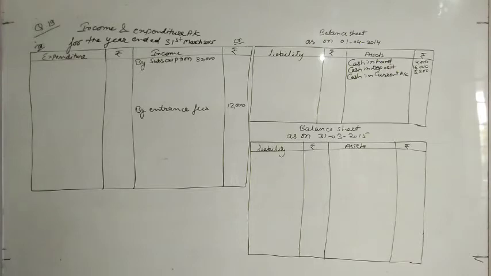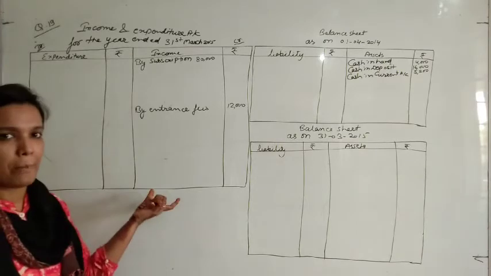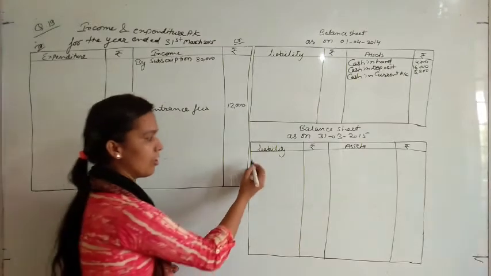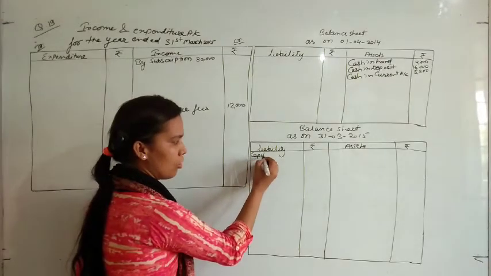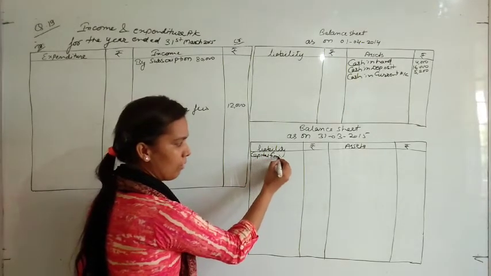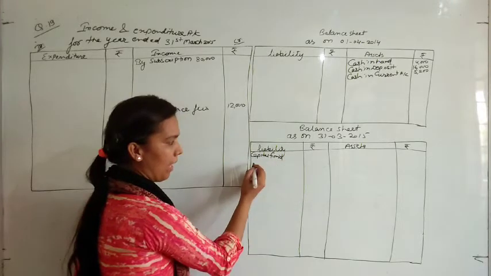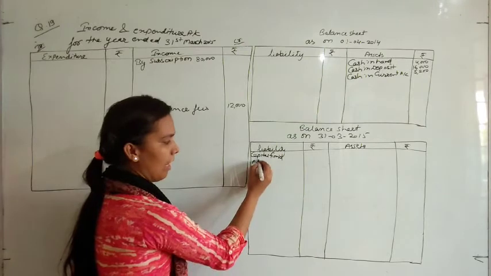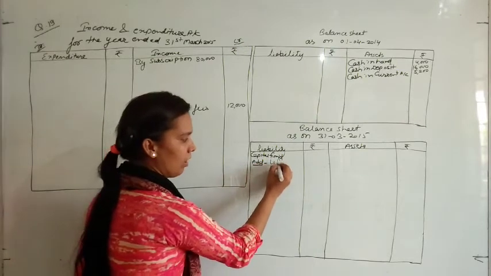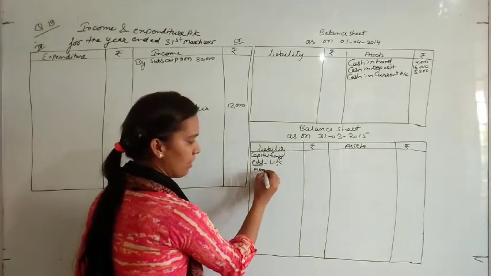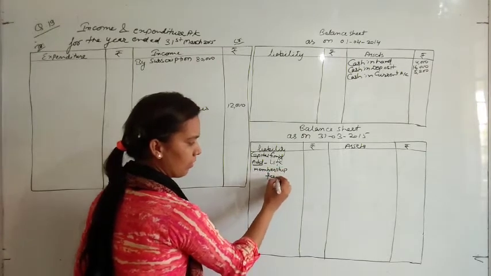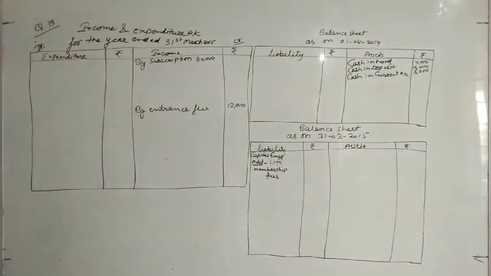Life membership fee. Life membership fee is a kind of capital income, so we will add it to the capital fund in the balance sheet. So first of all, write here capital fund. Leave it blank because we will find this capital from the opening balance sheet, and then add life membership fees. The amount of life membership fees is 15,000.